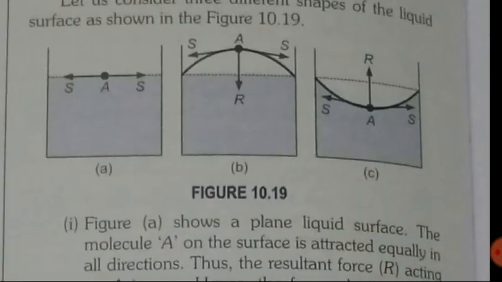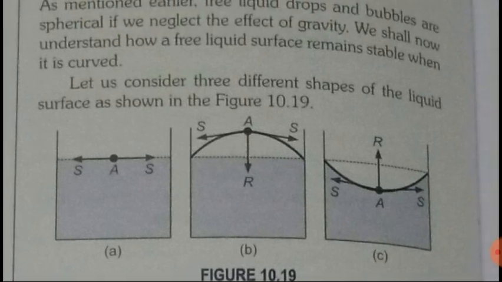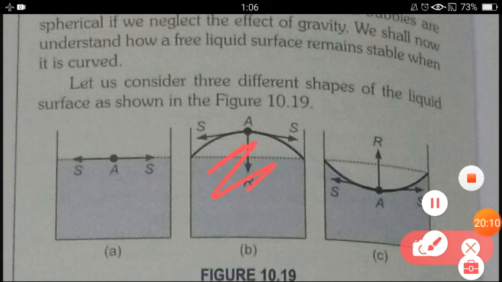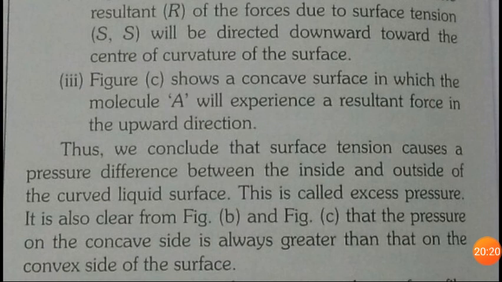So as I have told you, in this diagram this is the concave side, so here pressure is more. Here this is the concave side, so here pressure will be more. I hope you all have understood how, because of pressure difference, the liquid acquires different curved shapes. And please remember that on the concave side the pressure is more in comparison with the convex side.